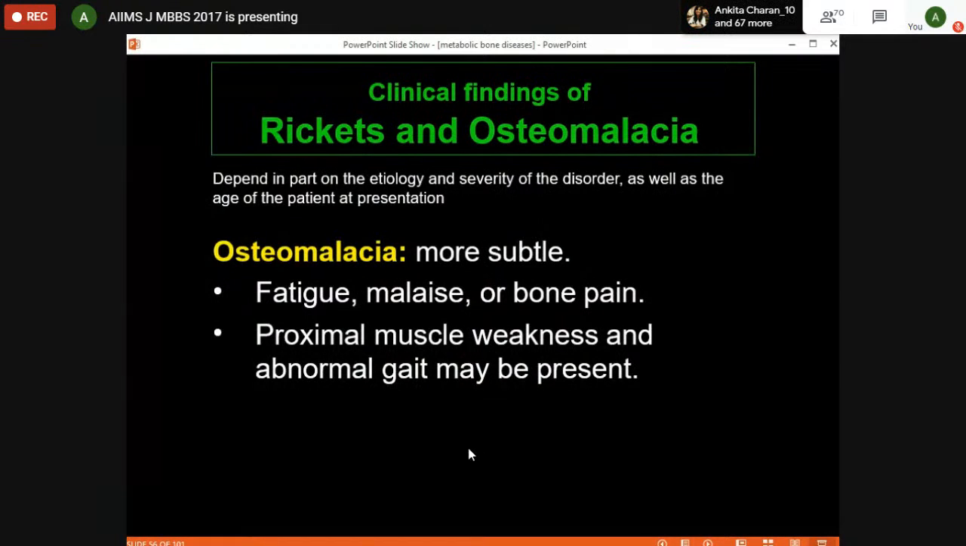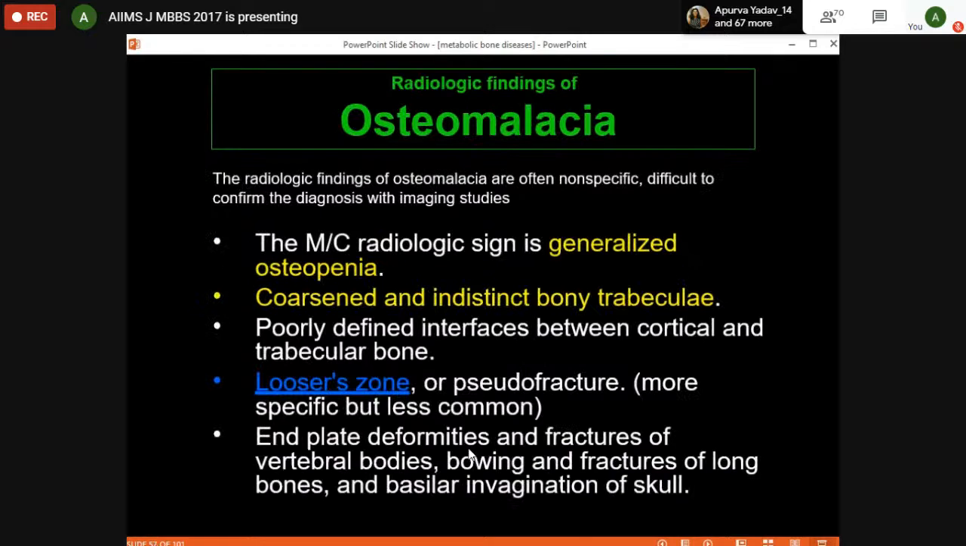And osteomalacia is more subtle, with fatigue, malaise, or bone pain. These are the common symptoms. Proximal muscle weakness and abnormal gait may also be present. The radiological findings of osteomalacia are often non-specific, and it is difficult to confirm the diagnosis with imaging studies only.